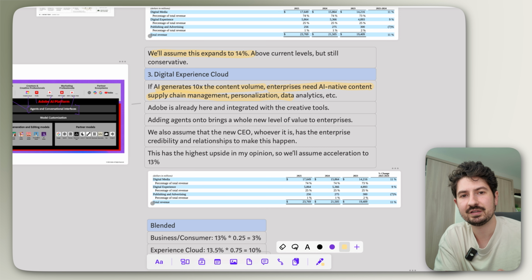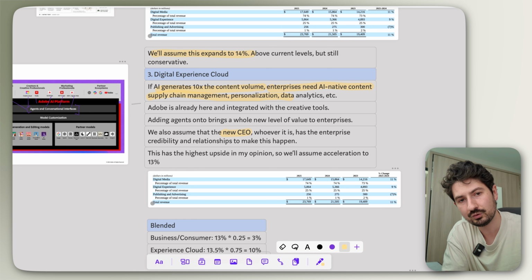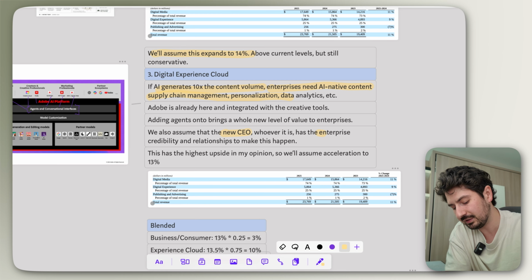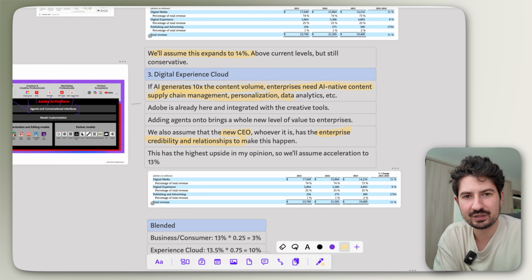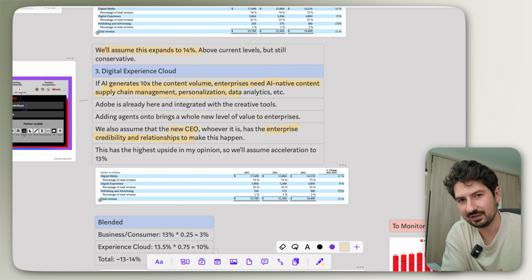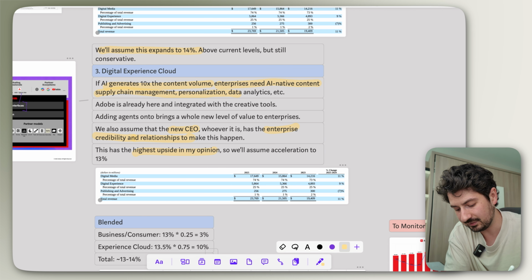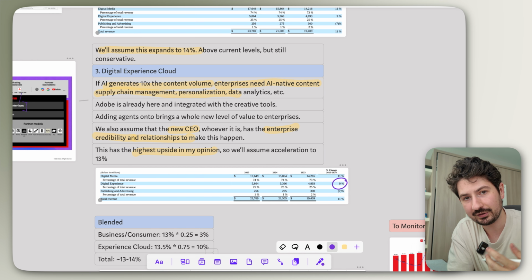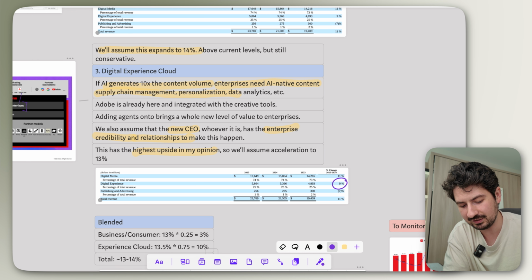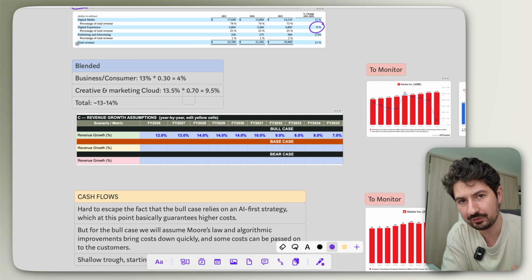So beyond just having the capability in their software to do this, we're also going to assume that the new CEO, whoever it ends up being, has the enterprise credibility and relationships to make this happen, to align the organization in a way that they're able to grow this offering at the scale that they need to. And like I said, I think this service has the highest upside. So considering that it just grew 9% in FY25, I'm going to assume that that also accelerates up to 13%, so a 4% growth. And using those growth rates, it will come out to roughly 13 to 14% blended growth rate for the bull case scenario.